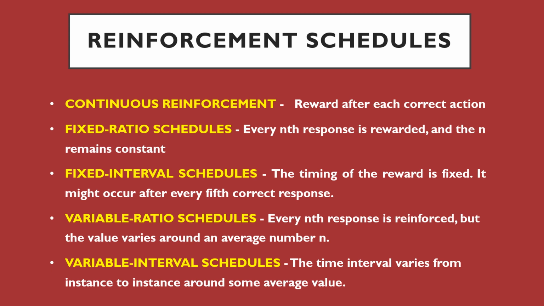Second is fixed ratio schedules. Here, every nth response is rewarded and the n remains constant. For example, if you were to get a rupees 10,000 bonus for every 10 sales you close, then you would be operating on a fixed ratio reinforcement schedule. This schedule can be effective for learning new behavior, but motivation tends to slow after the reinforcement is distributed.